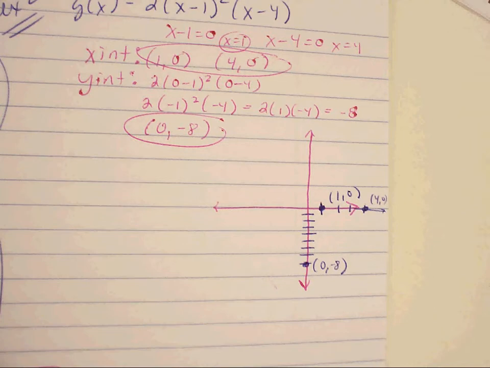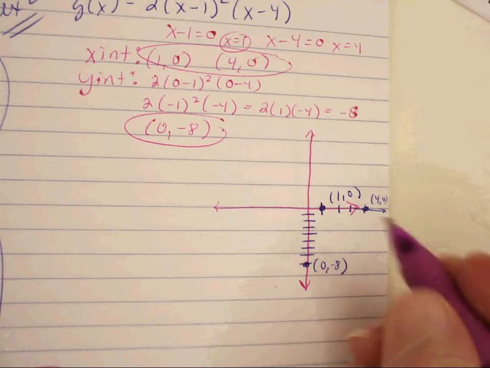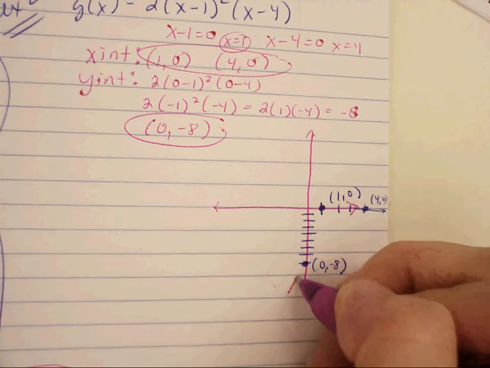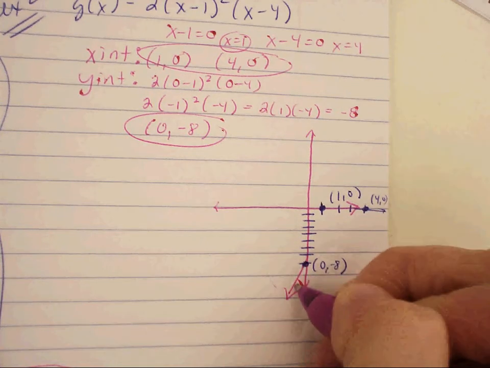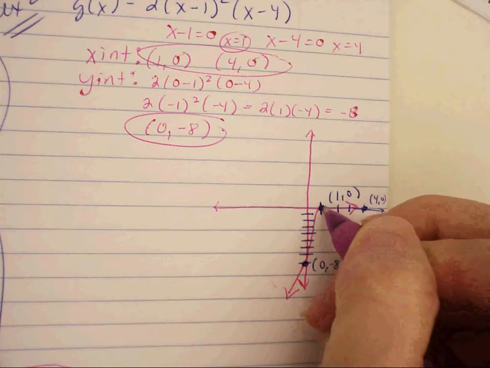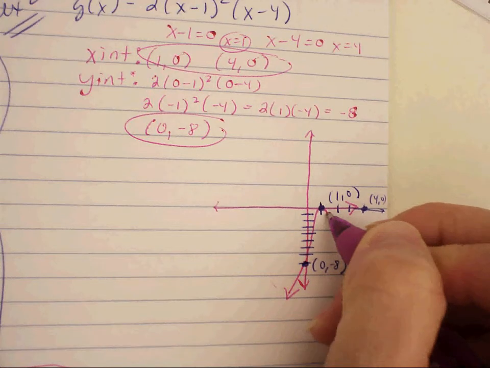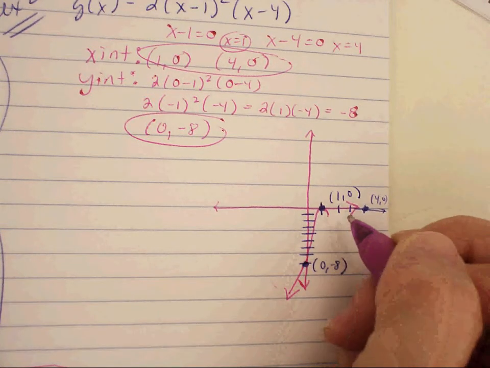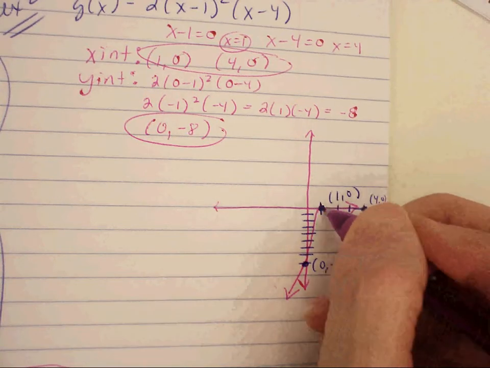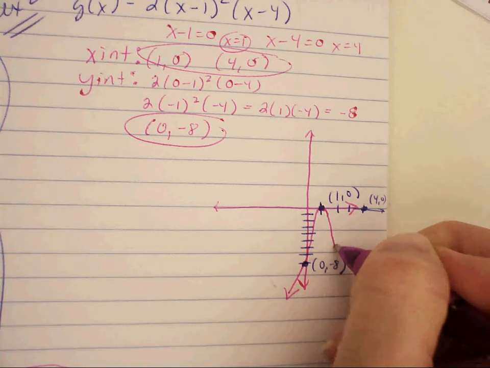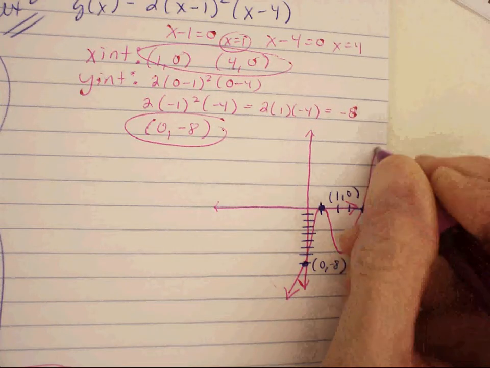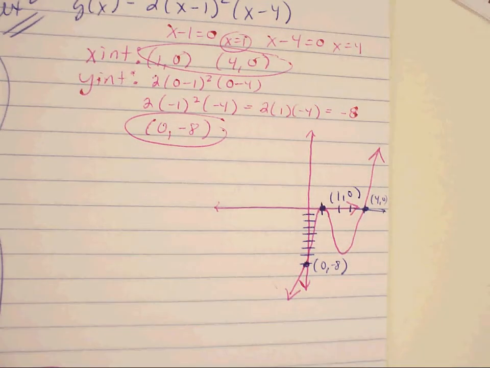Double root at 1, 0. Okay. Then we have at 4, 0 a pass-through root. And then at 0, -8, we have a y-intercept. So to make this function work, even though I don't know the relative min or relative max, oh, I kind of do know the relative max, because there's a double root.